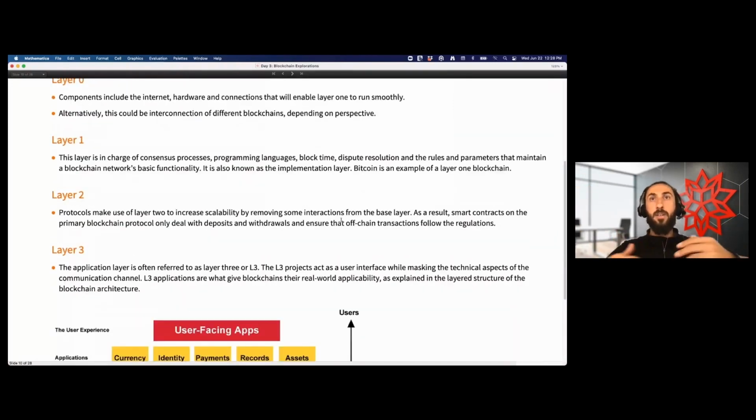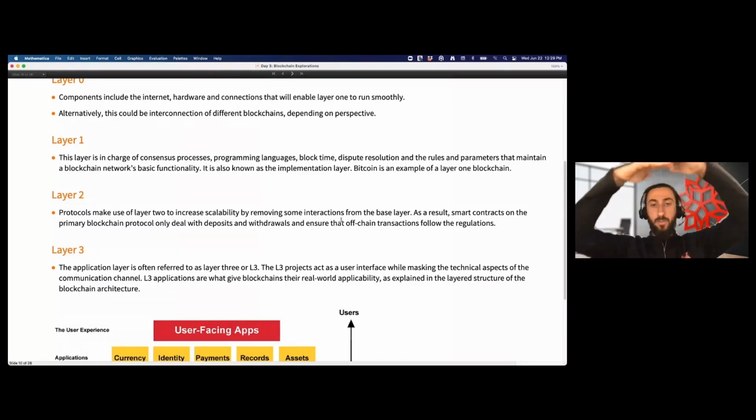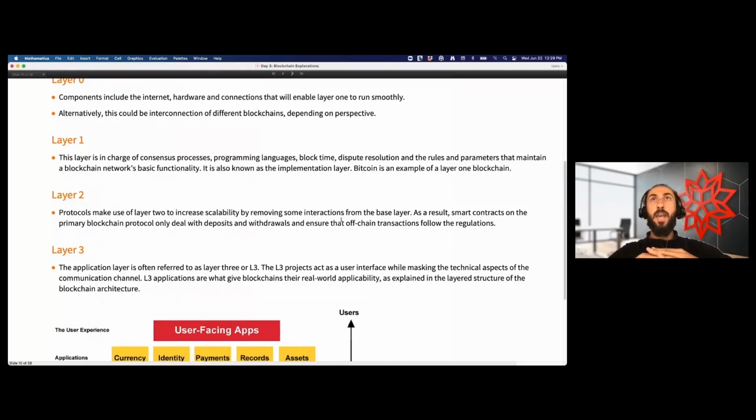Layer 1, like I mentioned, is like Bitcoin and Ethereum. This layer is in charge of how you design consensus processes, where you determine programming languages, block time, dispute resolution, rules and parameters that maintain the network's basic functionality. It's also known as the implementation layer. So that's layer 1, that's where we stand, and then applications are built on top of it, scaling solutions are built on top of it. Because this layer is programmable, it means that we can do some more interesting things on the upper layers.